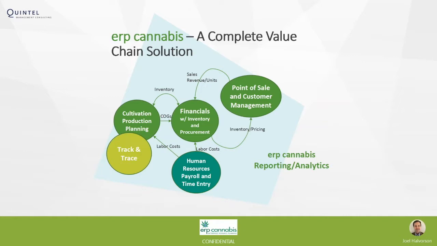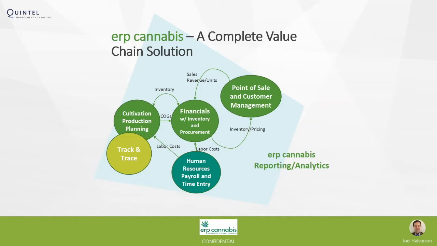And all of that information feeds back to the financial system that is incorporating all of the information from the production planning, as well as all other aspects of business operations and the type of transactions that happen across the organization. So a complete value chain solution.